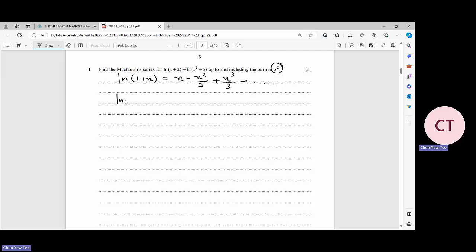Now for the ln of x + 2, you need to factorize the 2 out. Factorize the 2 out, and it becomes 2 times (1 + x/2). So you can split them to become ln 2 + ln(1 + x/2). Then you just use the result that you have stated earlier, and change all your x to x/2. So just list it out like this.